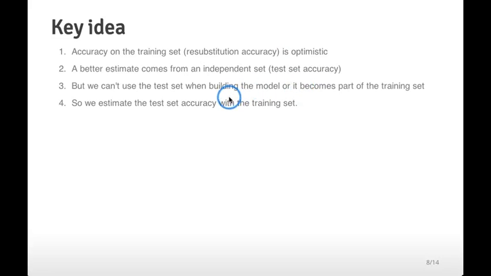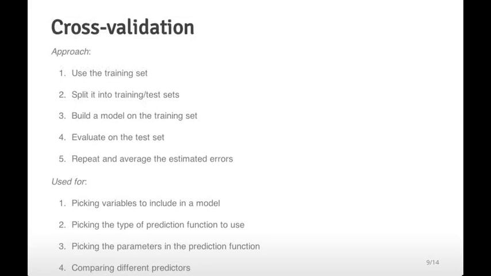So one way that we can do this is we can estimate the test set accuracy with the training set. The way we're going to do that is basically by breaking the training set up in itself into a training and test set. So subsets of the training set that we're going to build and test our model on. So this is the basic approach of cross-validation. You take the training set, you split it into sub-training sets and test sets. Then on the sub-training set within the training set, you build your predictive model, or maybe multiple predictive models. And then you evaluate your new predictive model on the test set that's the subset of the training set. Then you repeat and average the estimated errors.